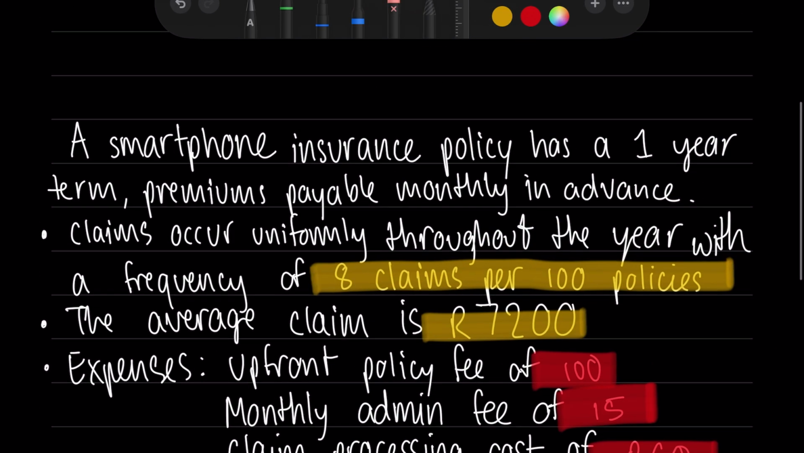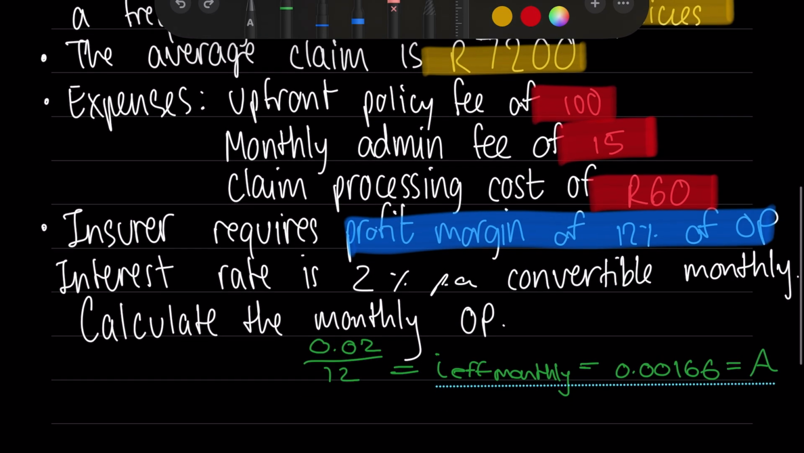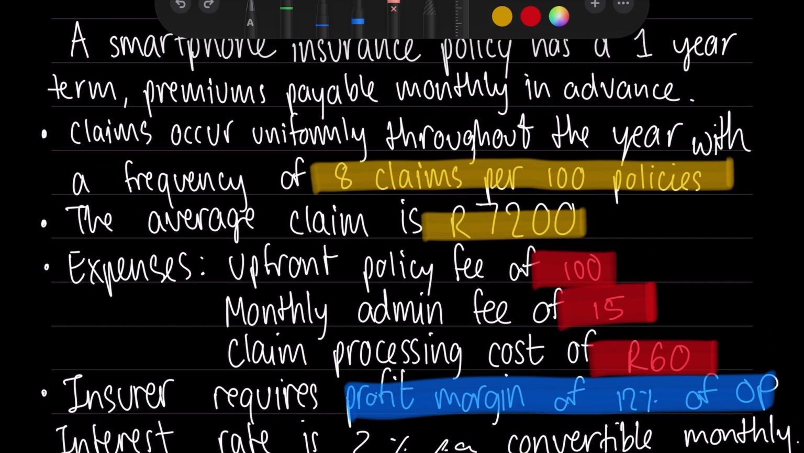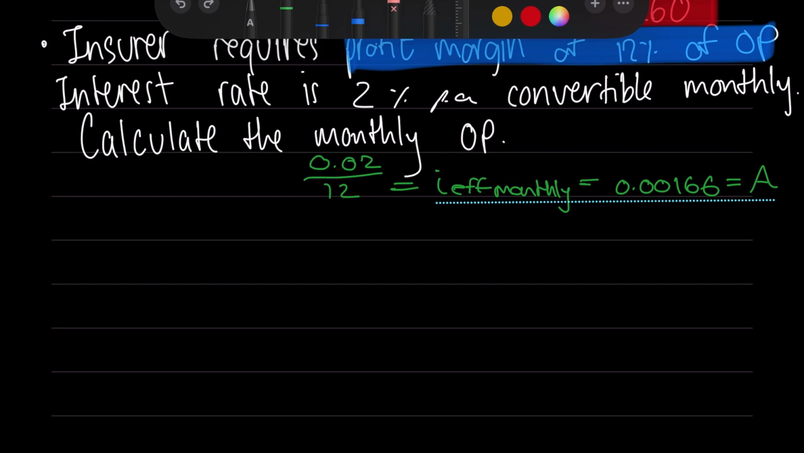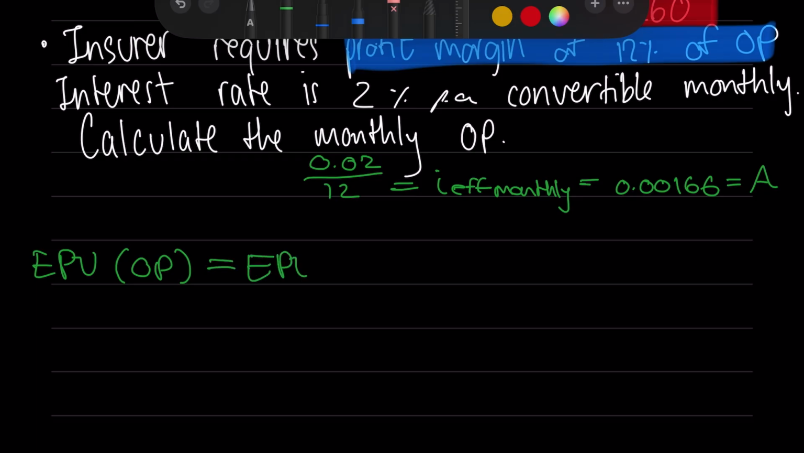Let's discuss some of the things we see in this question. Over here you can see that they say the claims occur uniformly throughout the year. That means that this 7,200 is going to occur halfway through the year, at 6 months. We must remember that when we present value it to calculate the expected present value. So I'm just going to rewrite the formula here. The expected present value of our office premium equals the expected present value of our expenses plus the profit. And we can rewrite it like this.